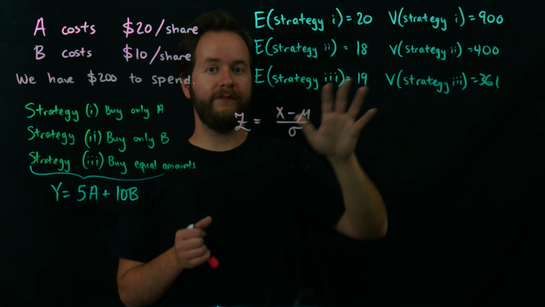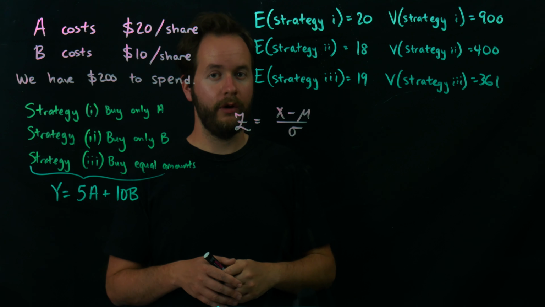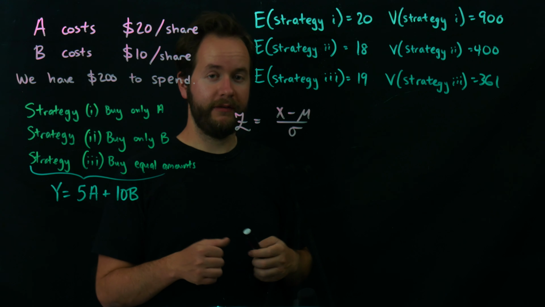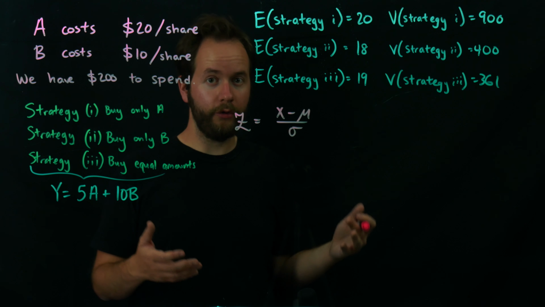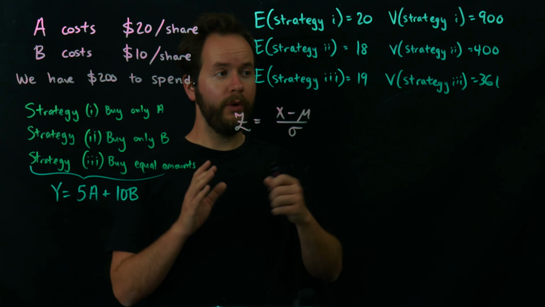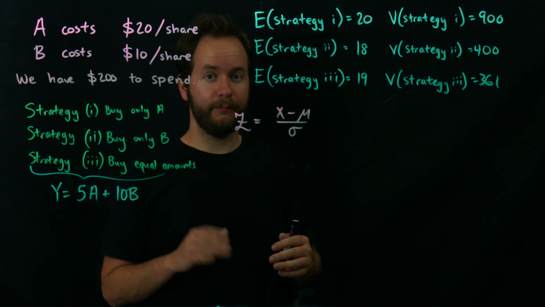Using these numbers, we can figure out the z-score that corresponds to losing money based on this formula, and figure out the probability that we lose money based on that. And this might make sense in the real world. Maybe we're running a hedge fund, or maybe we're trying to invest our money in such a way that we minimize the chances we lose money as much as possible.